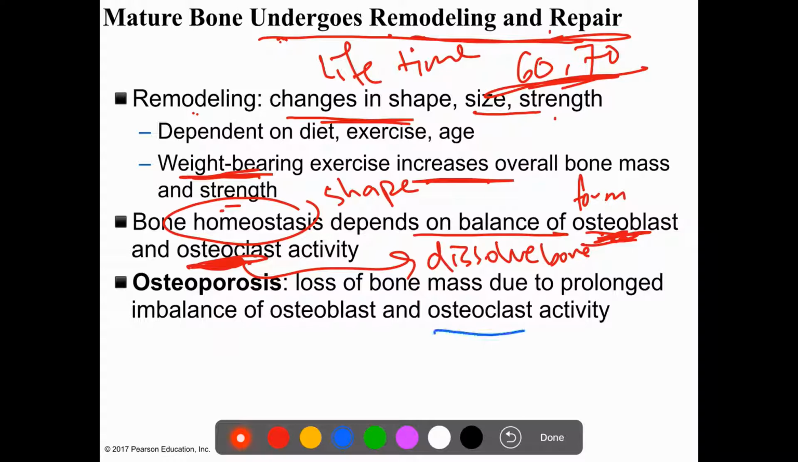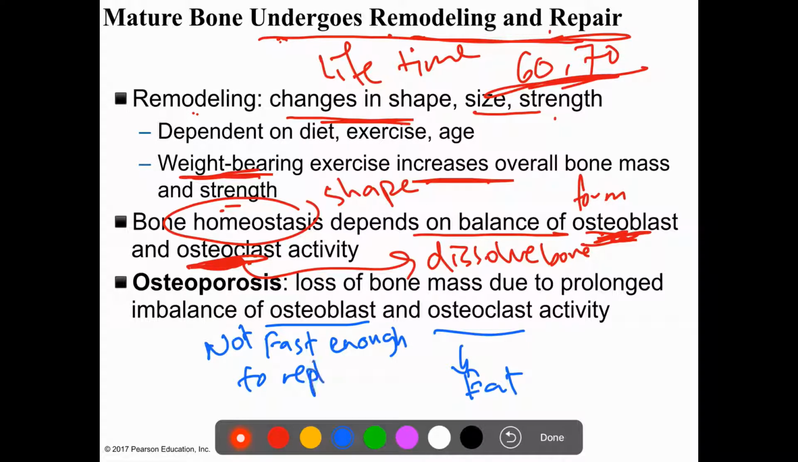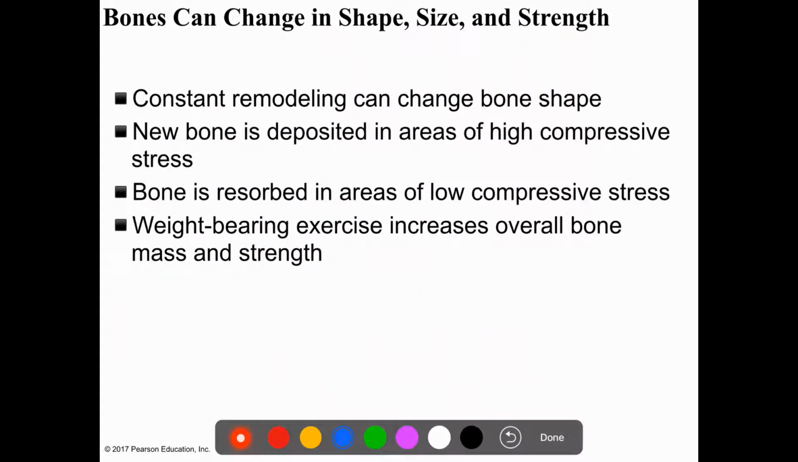Technically, these will eat the bone, whereas these are not fast enough to replace or to produce a new bone. Okay, so that is when osteoporosis would happen. And as we said, bone will continue to change in shape, size, and strength, and that is constant remodeling.